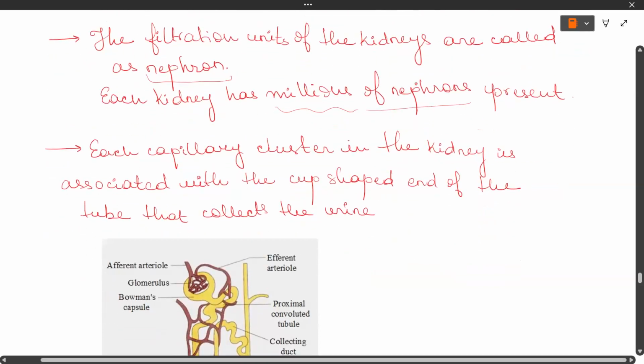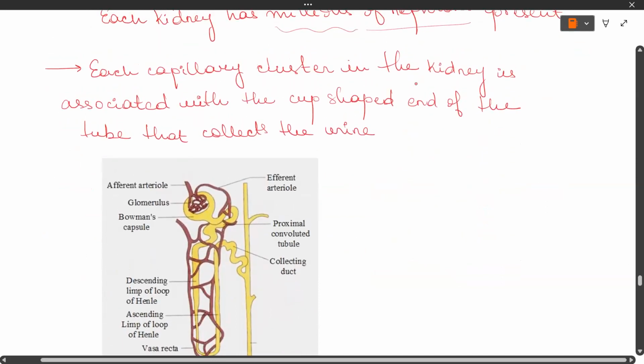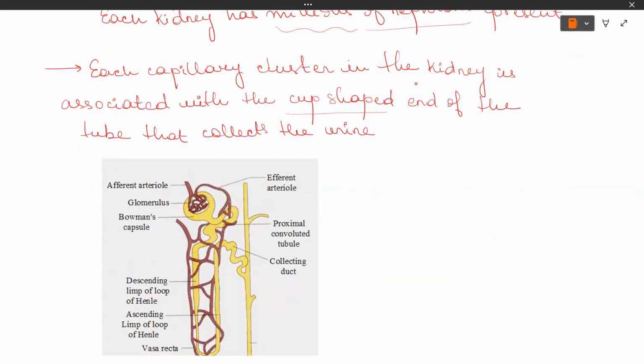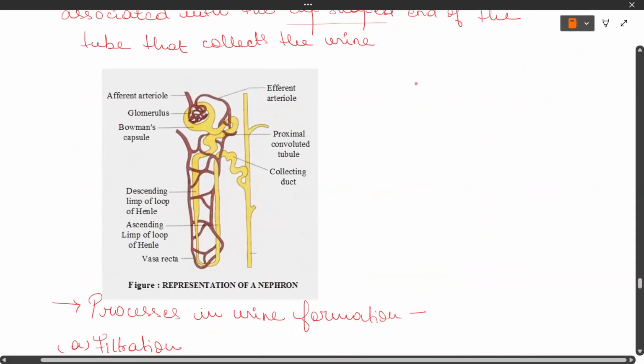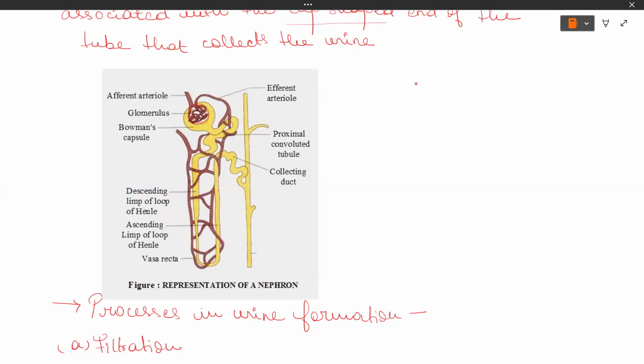See what happens: the capillaries get clustered in the kidney. They are associated with a cup-shaped end that collects the urine. These are the following parts. Here you can see this part is the artery part, a collection of all the arteries. This cup-shaped structure is known as the Bowman's capsule. You don't have to learn it, but you should know how it looks. All of these, the yellow part, the red part, the yellow part, are primarily the ducts. They collect the urine. Understood?